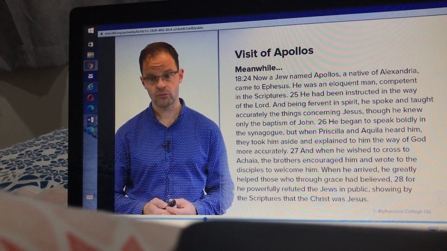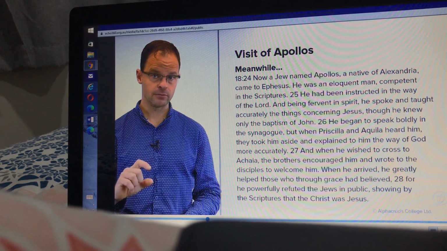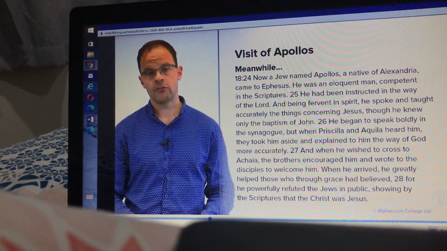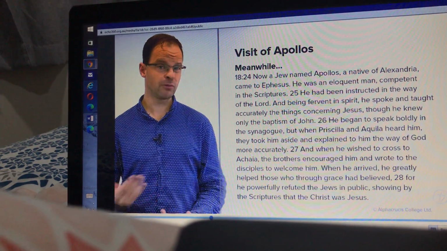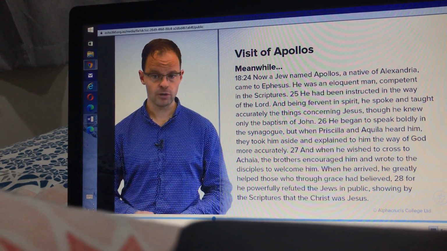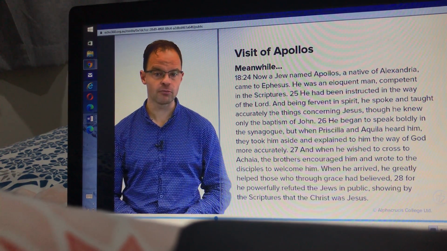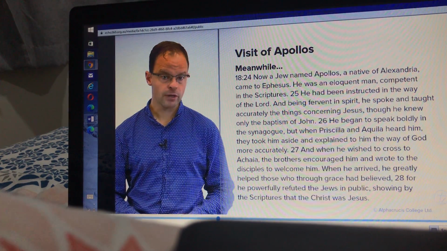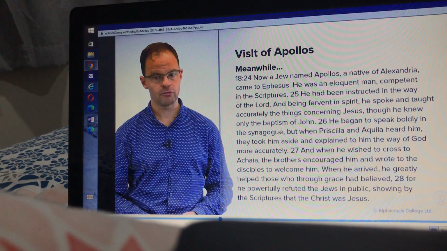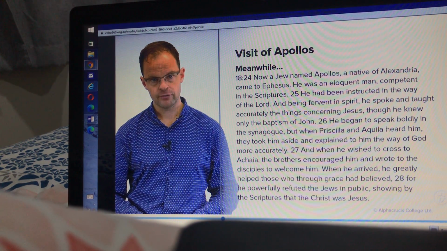And when he wished to cross to Achaia, the brothers encouraged him." Now, whenever you see Achaia mentioned in the New Testament, it's talking about Corinth. Corinth was the capital of Achaia. And so when it's talking about Macedonia, it's probably referring to Philippi or Thessalonica, because those are the key cities that Paul had established communities. So when he says Achaia, he's going to Corinth. "The brothers encouraged him and wrote to the disciples to welcome him. When he arrived, he greatly helped those who through grace had believed, for he powerfully refuted the Jews in public, showing by the scriptures that Christ was Jesus."